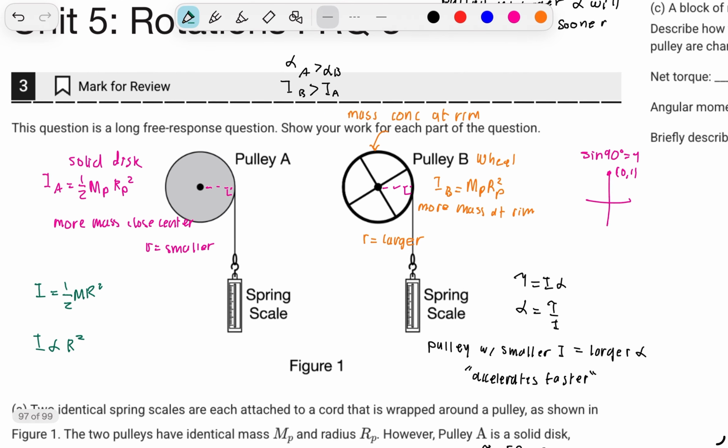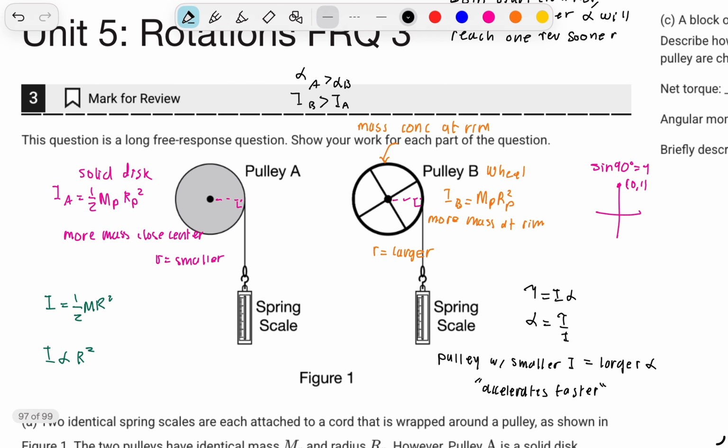So if you increase your inertia and you have the same torque exerted, they both have the same torque exerted. So again, let's look at torque is equal to I times alpha. If I increase my inertia, that means you have to decrease your angular acceleration. And if you decrease your inertia, you're going to have to increase your angular acceleration if you want to get the same torque, because they're both multiplied by each other.